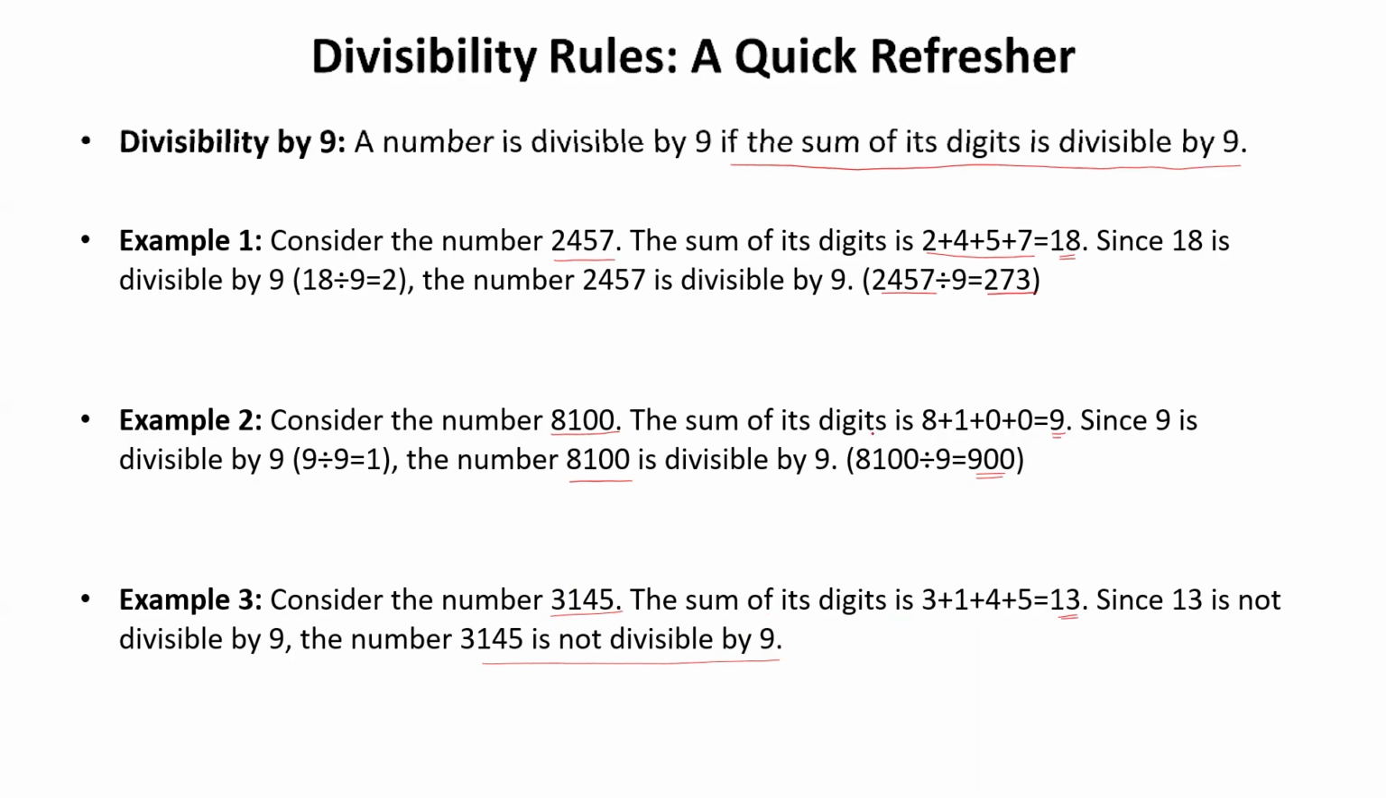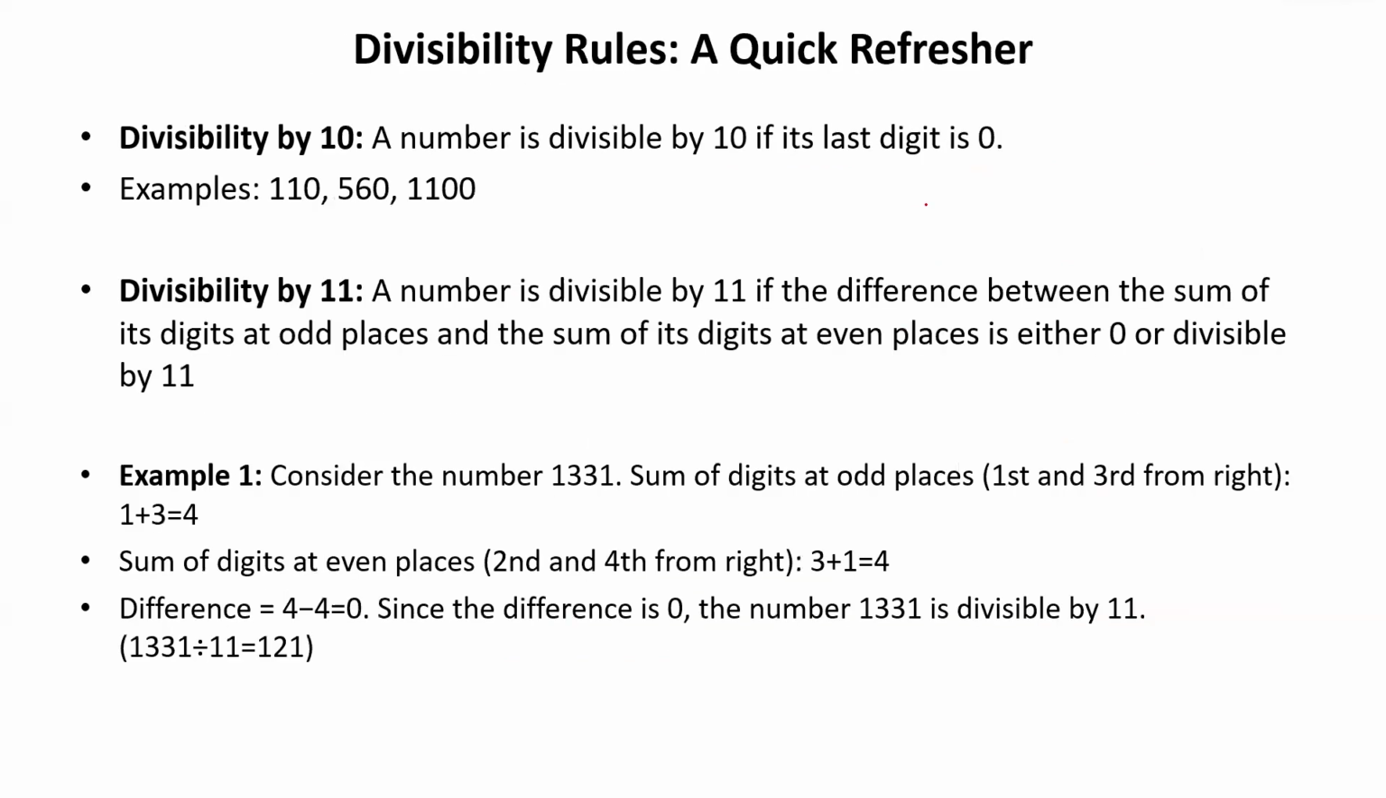Okay, so how to check whether a number is divisible by 9? Sum the digits. Okay, next, how to check whether a number is divisible by 10? It is quite simple. If the last digit is 0, that means it is divisible by 10, because 10's last digit is also 0. Right? So if the last digit is 0, the number is divisible by 10.